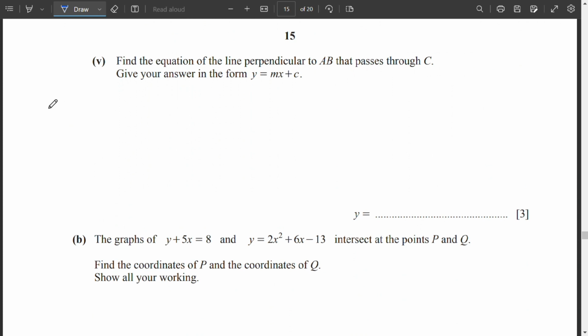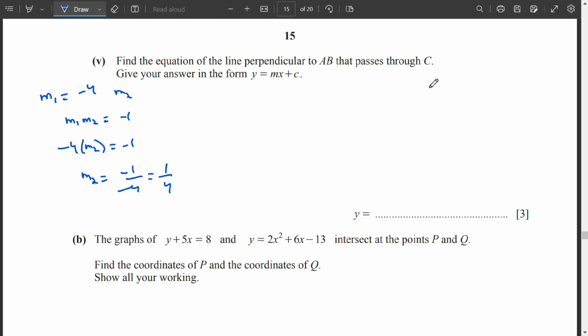We take this as m1 equals minus 4. We have to find the equation of a line that is perpendicular to AB. So let the slope be m2. We have to find that m2. We know that if the lines are perpendicular, the product of their slopes is minus 1. So m1 times m2 equals minus 1. So this is minus 4 into m2 equals minus 1. So here m2 is minus 1 by minus 4, which is 1 by 4.